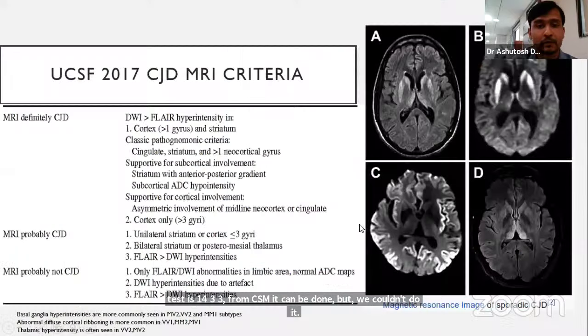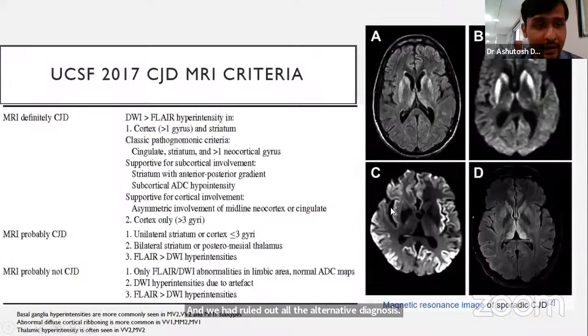These are MRI criteria for CJD published by University of California, San Francisco, 2017. For definite CJD, they advise DWI more than FLAIR hyperintensity in cortex, more than one gyrus, and striatum. And if it's not there, and only cortex is involved, then more than three gyri are required.